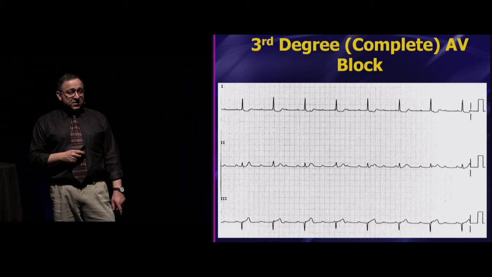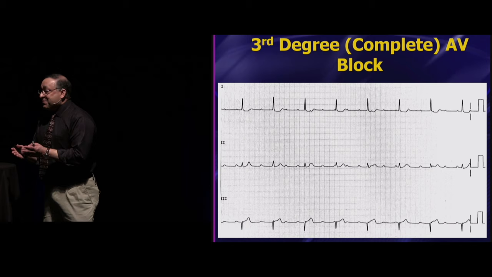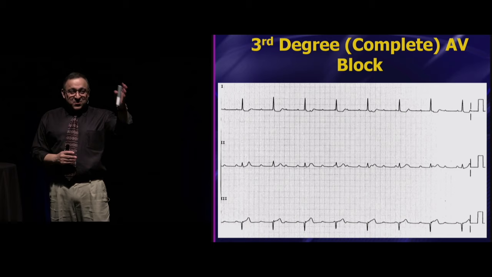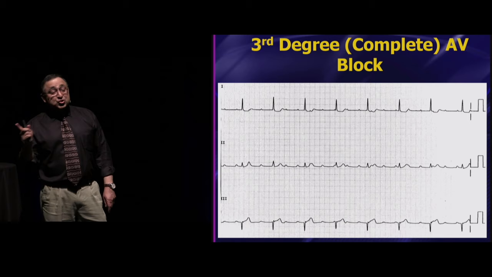With these AV blocks, I often refer to them as electrocardiographic polyuria. There's too much P. There's too many P waves there. So when you see too many P waves compared to the QRS, I call it polyuria. And then how do you tell the difference between Mobitz 1, Mobitz 2, and third degree? All you need to do is look at the PR, all right? If you ever get confused, it's because you looked too much. Just look at the PRs, and you'll nail your diagnosis.